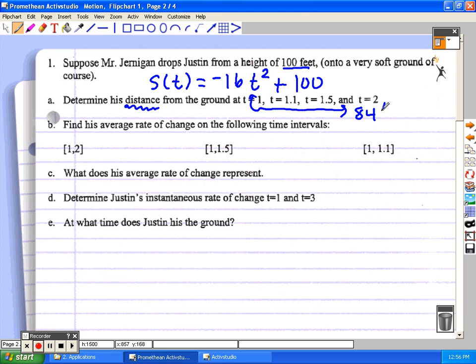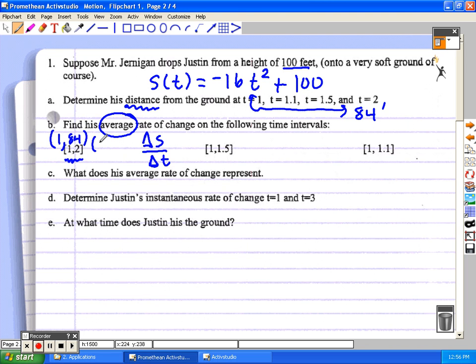Part B. Now we're going to go into a little bit of Algebra 1. We want the average, and the key word is average. Whenever you see average, you know that it's simple slope. We want the average rate of change, so it's going to be change in position over change in time. Notice that you have a beginning time and an ending time. So the first thing I'm going to need to calculate is what is the position at 1, and from the previous problem we know at 1 second he was at 84 feet.